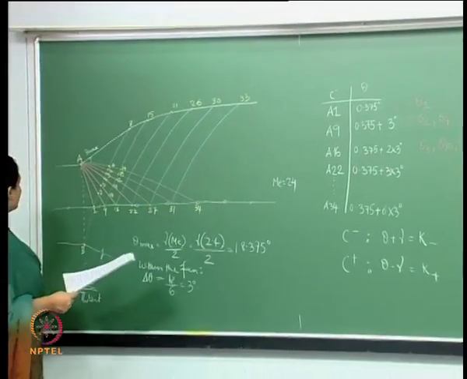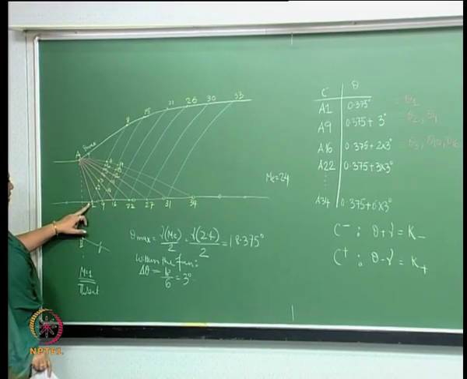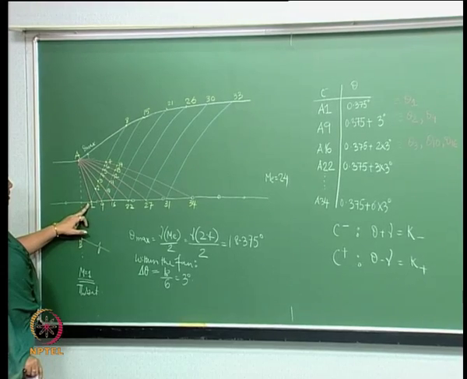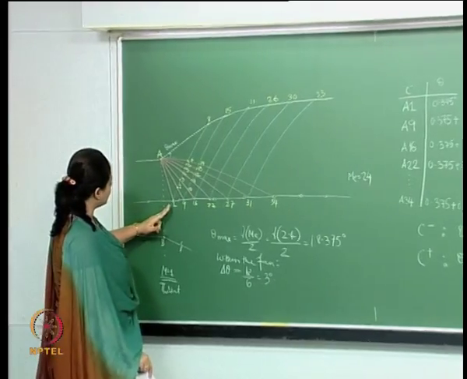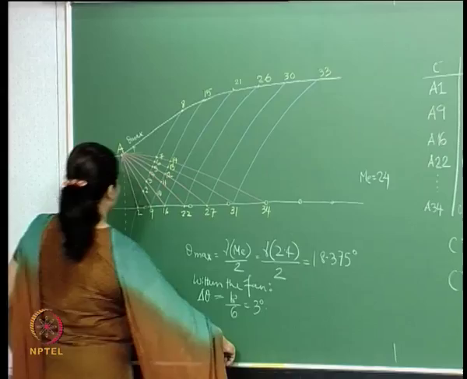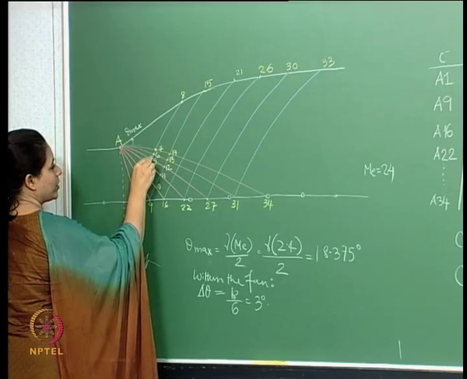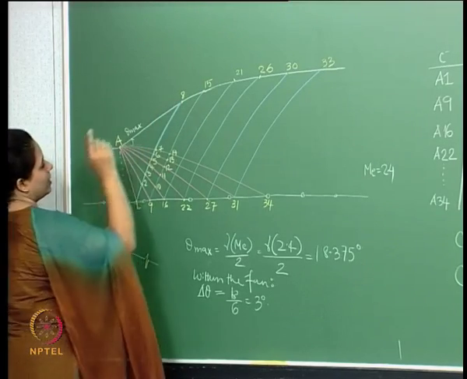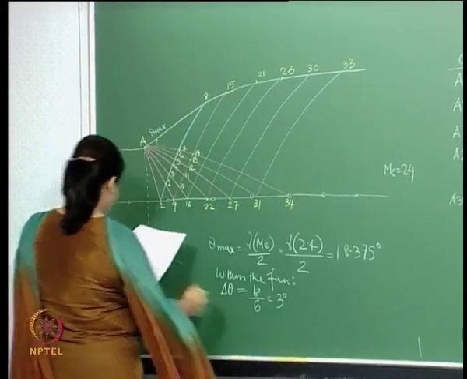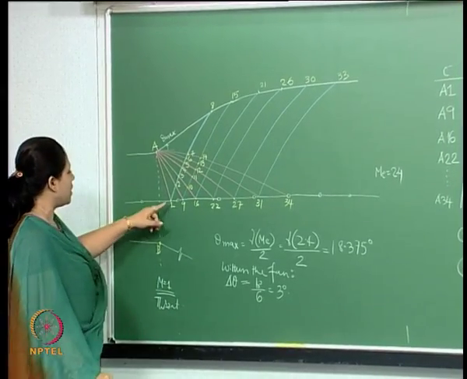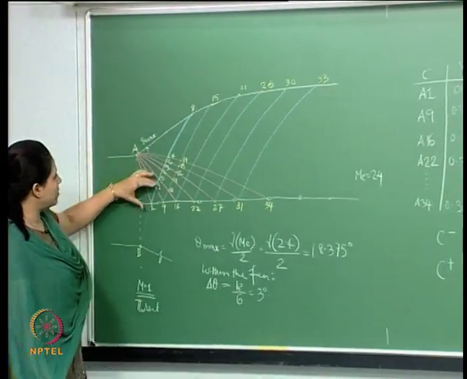So now let us look at this characteristic, the right running characteristic at 1. The characteristic we are going to look at now is this one: 1, 2, 3, 4, 5, 6, 7 and 8. Let us look at this right running characteristic. We know it's a right running characteristic, so theta minus mu is a constant.